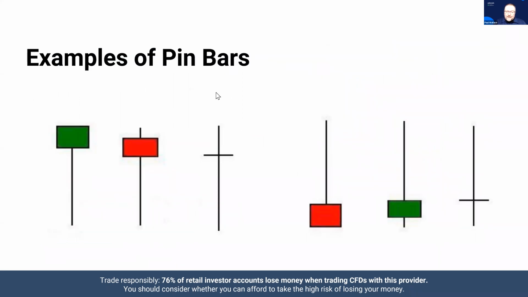For those of you who are completely new and might not fully understand what a pin bar or rejection candle is, here are some examples. These would be bullish ones, because what we're expecting is for price to have traded down and then bounce and move up. Those would be termed bullish pin bars, bullish rejection candles.